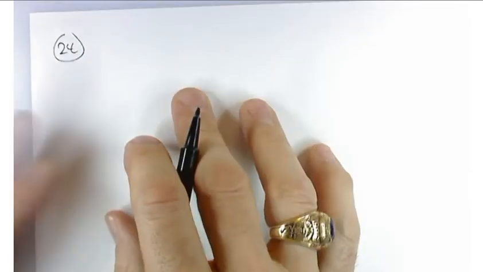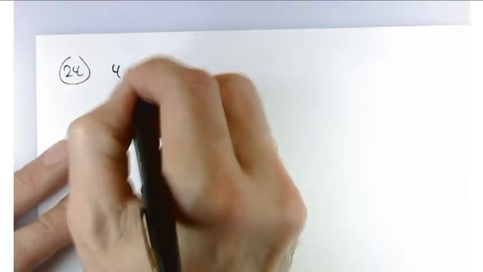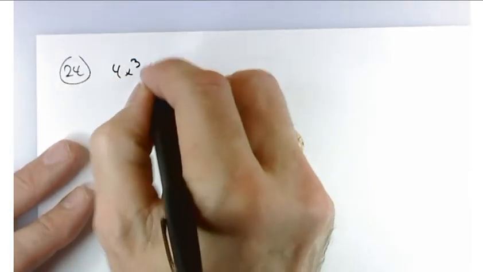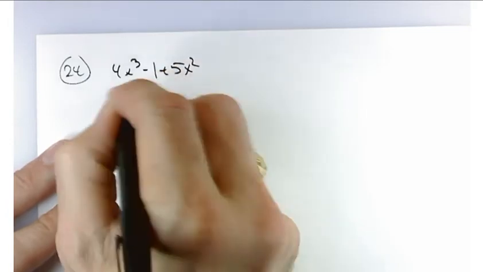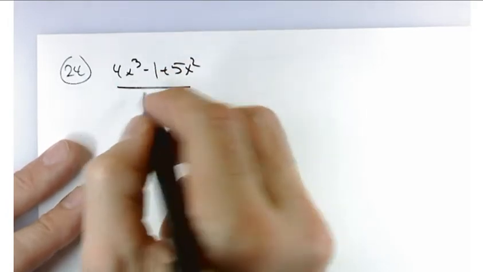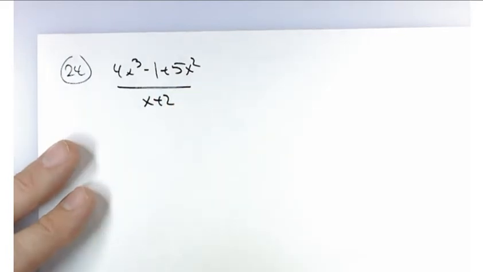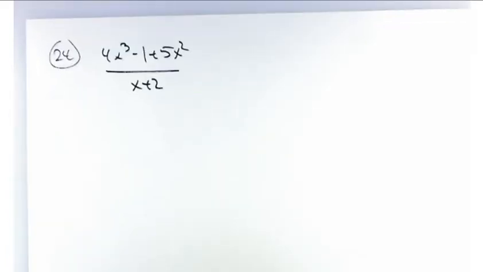So we've got 4x cubed minus 1 plus 5x squared over x plus 2. Now there's a couple things that are wrong with this. If you're going to set this up and do this by synthetic division, there's a few things you've got to take care of. Can you spot one of them?